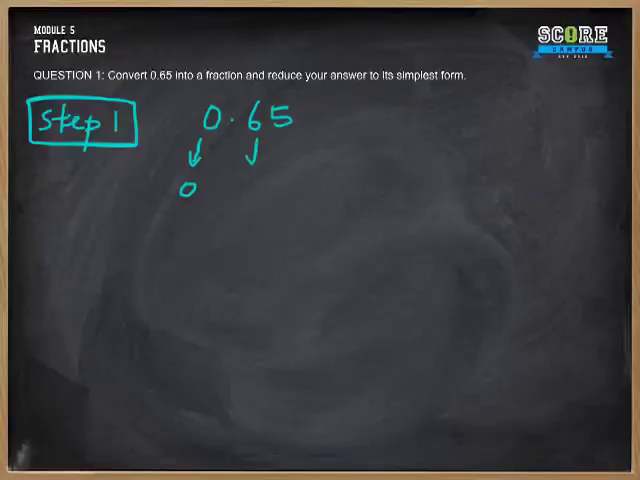What does 6 stand for? 6 is right after the decimal, so it's in the tenths position. So it is either considered 0.6 or 6 over 10. 5 stands for 5 hundredths, so it's 0.05 or 5 over 100.